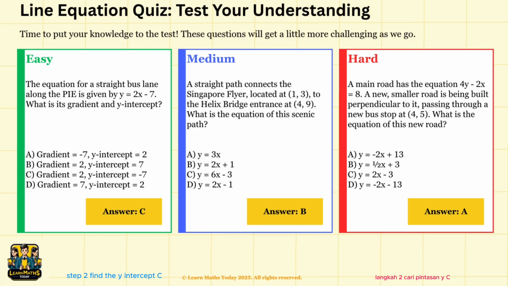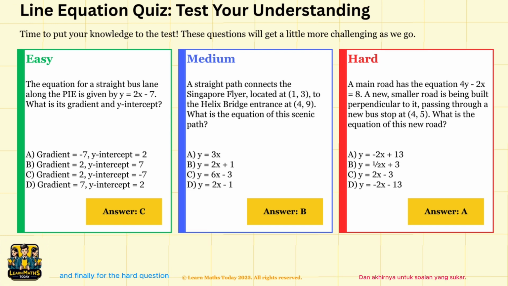Step 2. Find the y-intercept c. Use one of the points, let's say 1, 3, and our gradient m equals to 2 and y equals to mx plus c. So 3 equals to 2 multiplied by 1 plus c. This simplifies to 3 equals to 2 plus c. Subtract 2 from both sides, and c equals to 1. Step 3. Write the equation, with m equals to 2 and c equals to 1. The equation is y equals to 2x plus 1, so the correct answer is B. y equals to 2x plus 1. Well done if you got all those steps right.